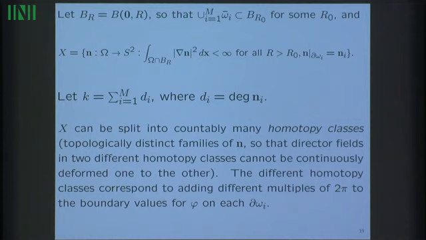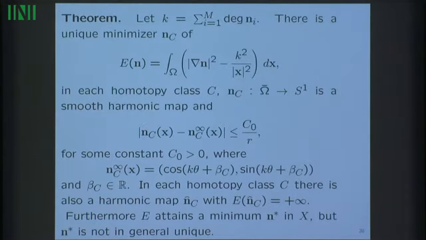And now, using this Carbou representation, you can identify the different homotopic classes by adding different multiples of 2 pi to the boundary values of phi on each boundary, partial omega_i. You can show that characterizes all the different homotopic classes. And so here's the result. Let k be the sum of the degrees.